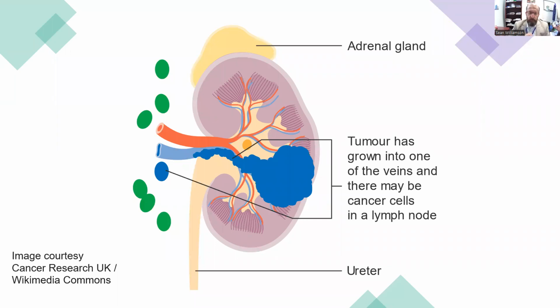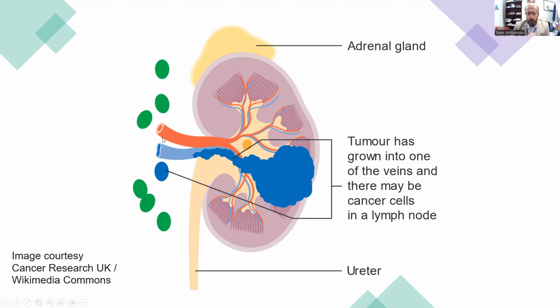So here's just a figure that I borrowed from an open source from Cancer Research UK, which shows an example of a renal cancer extending into the renal vein. So this blue structure here is the vein that takes the blood back out of the kidney after it's been through the kidney and circulated.